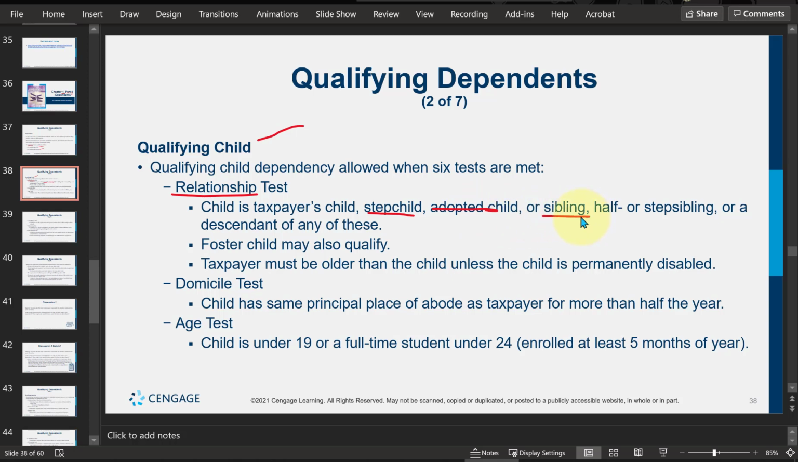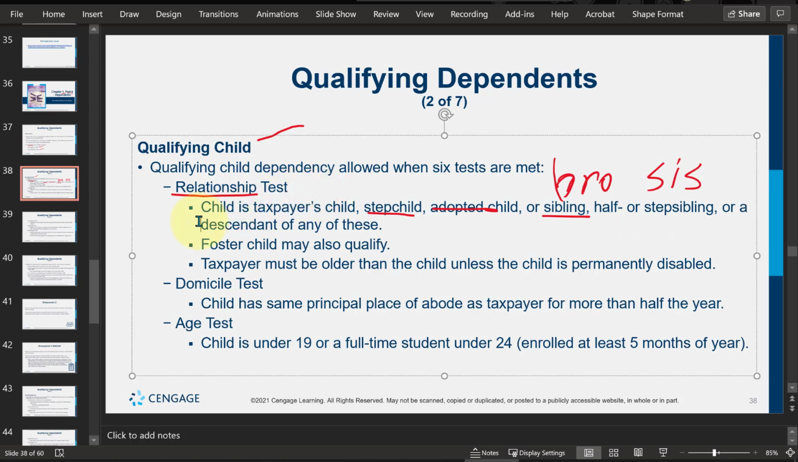Here, sibling means either brother or sister, not son or daughter, and could be a half brother or sister, or a step brother or sister. Yeah, as long as these children are younger than the taxpayer. Yeah, your brother or sister is younger than you the taxpayer, you would meet this relationship test.